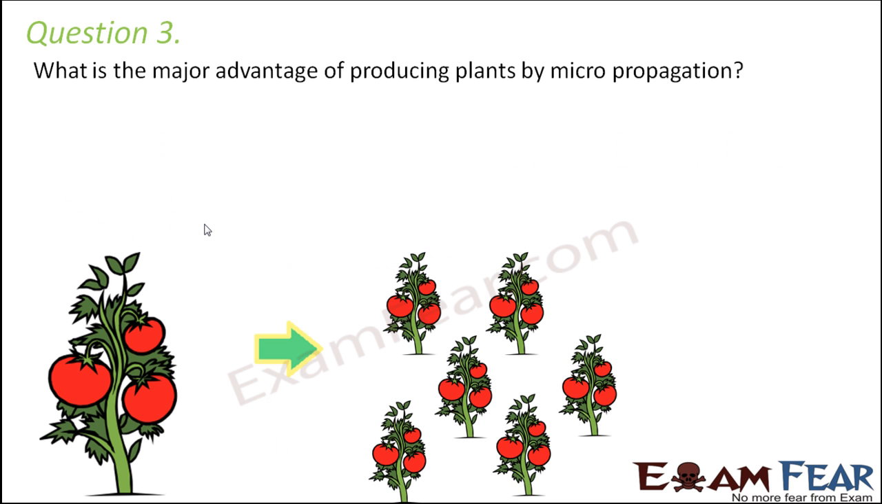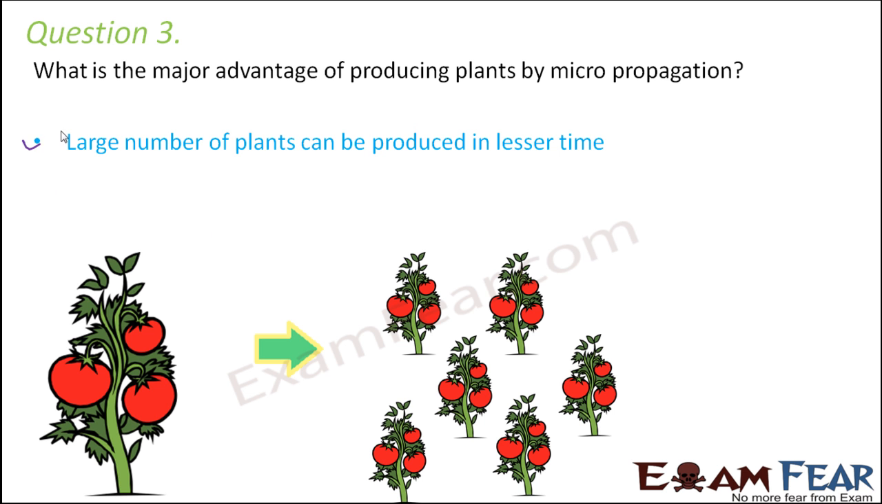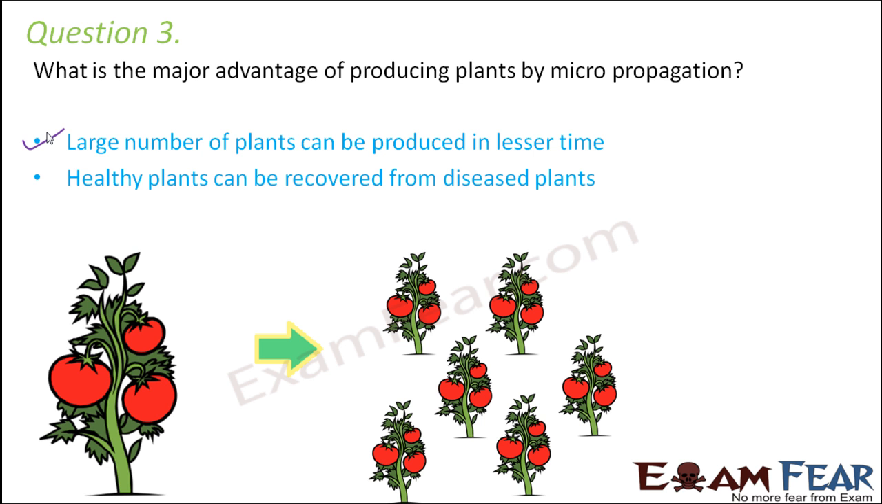Question number 3. What is the major advantage of producing plants by micropropagation? What is micropropagation? So using the concept of tissue culture where multiple plants are produced in a short period of time, that is micropropagation. So the first benefit is that a large number of plants will be produced in a very less time. Obviously, this is the most important benefit. Healthy plants can be recovered from diseased plants, like as you saw, even if the plant is affected, sometimes the meristems are not affected. So the meristems can be utilized to produce healthy plants.